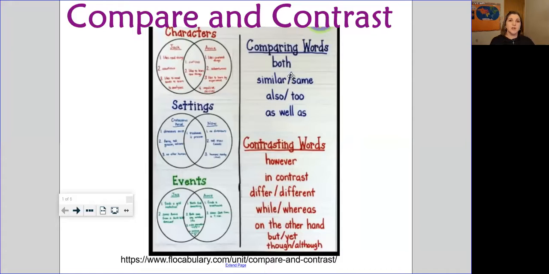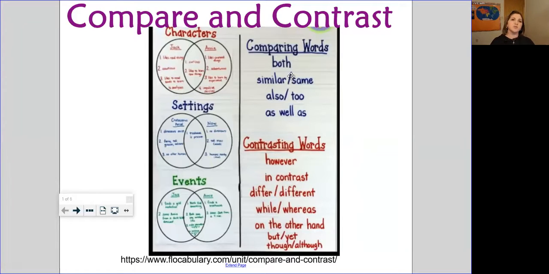And some of the words that we like to use when we compare things are both. We could also describe them as being similar or the same. And we could also say as well as. I love chocolate ice cream, as well as Miss Craig, who also likes chocolate ice cream.